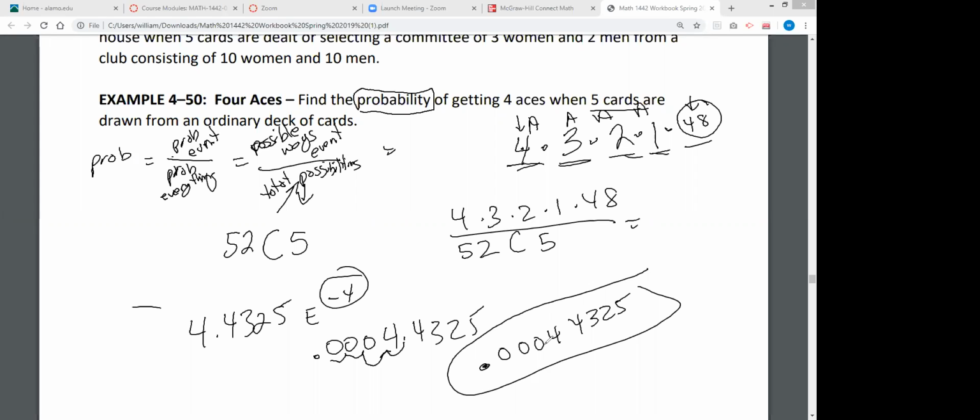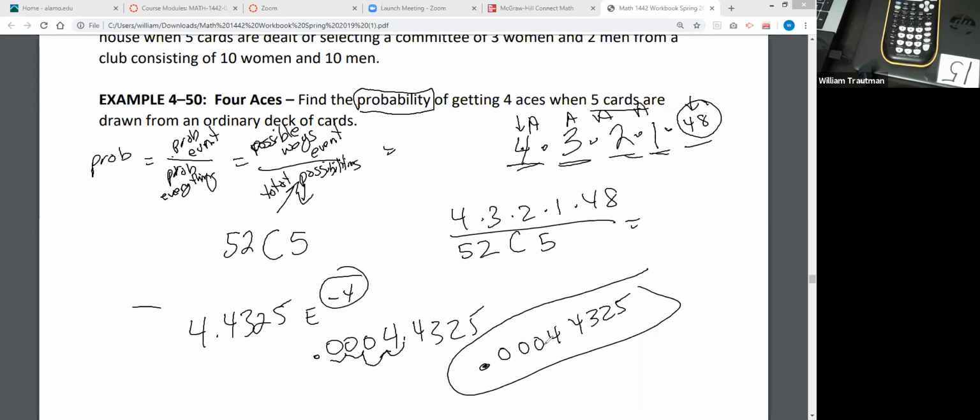Could you shorten the aces to a factorial? Yes, you can do 4 factorial times 48. Yes, you can.